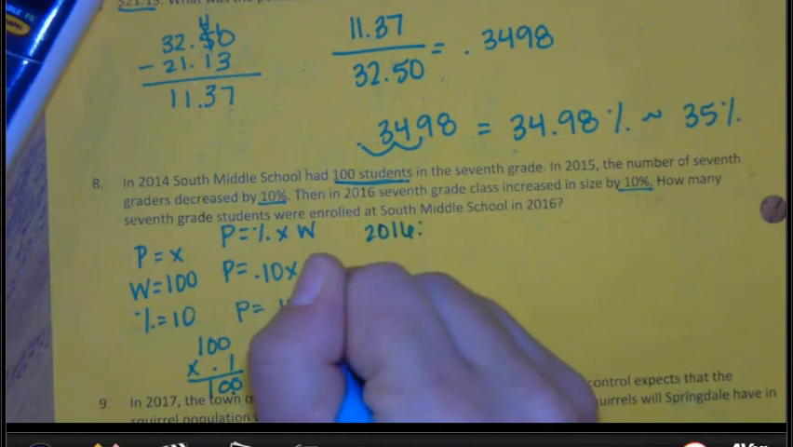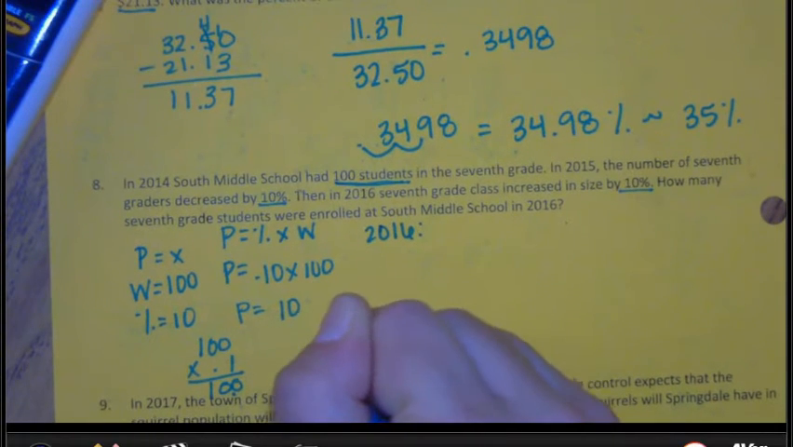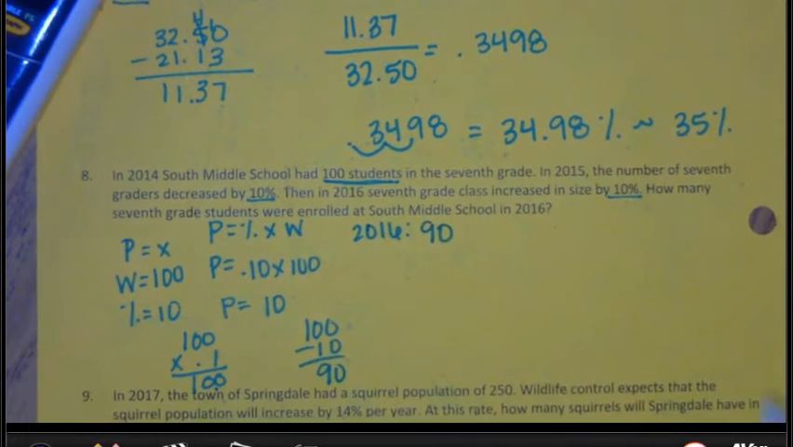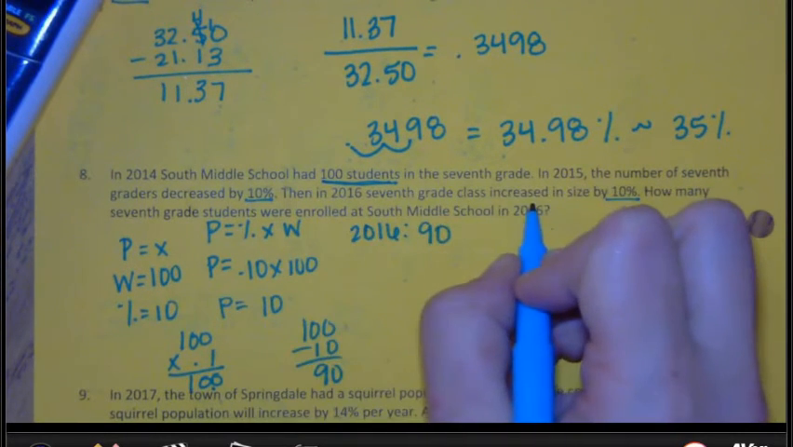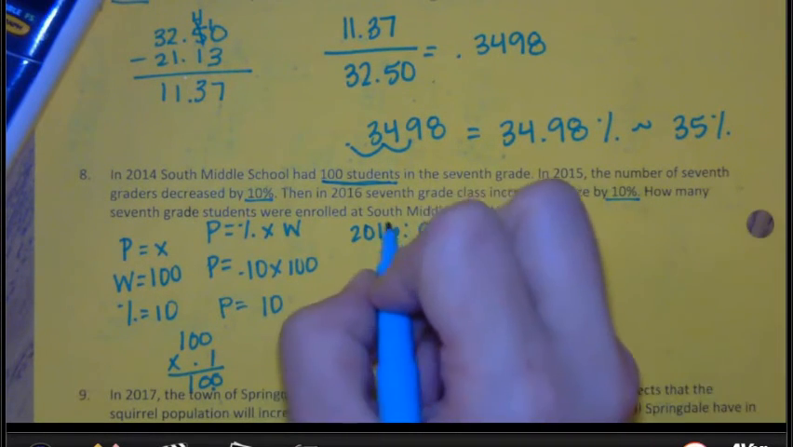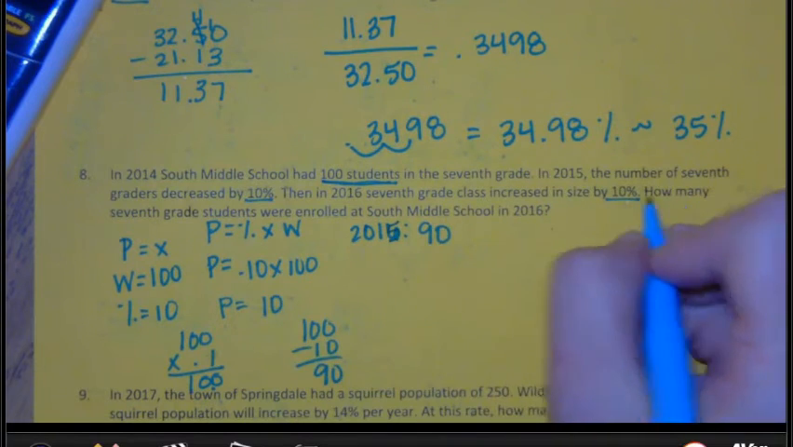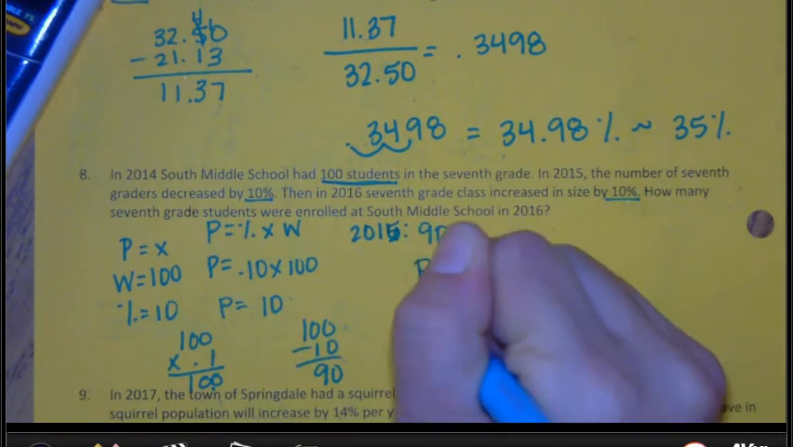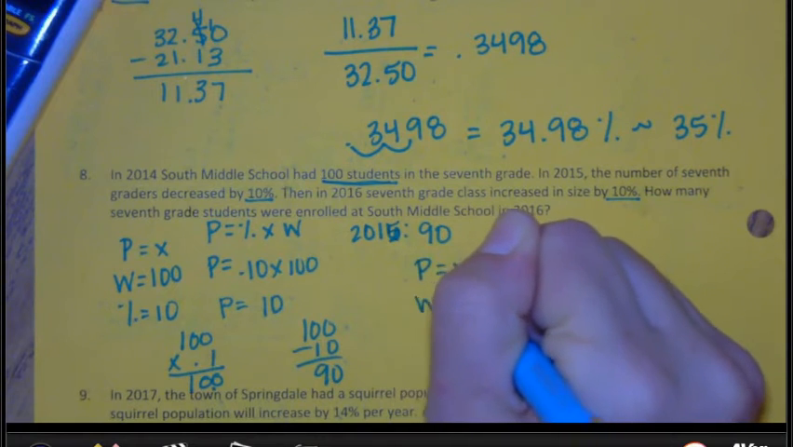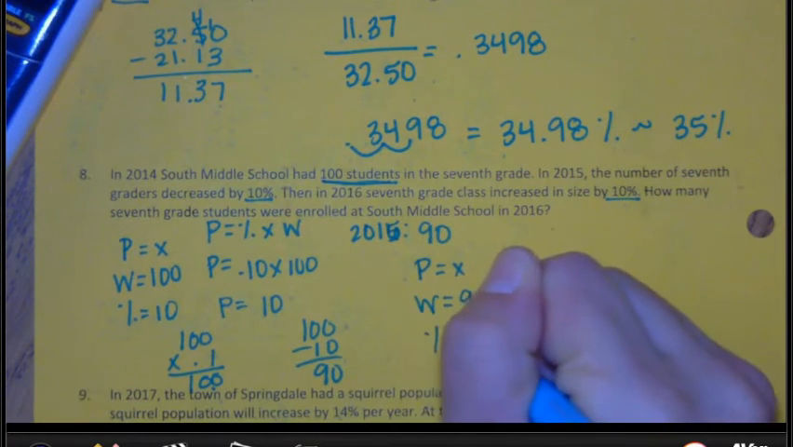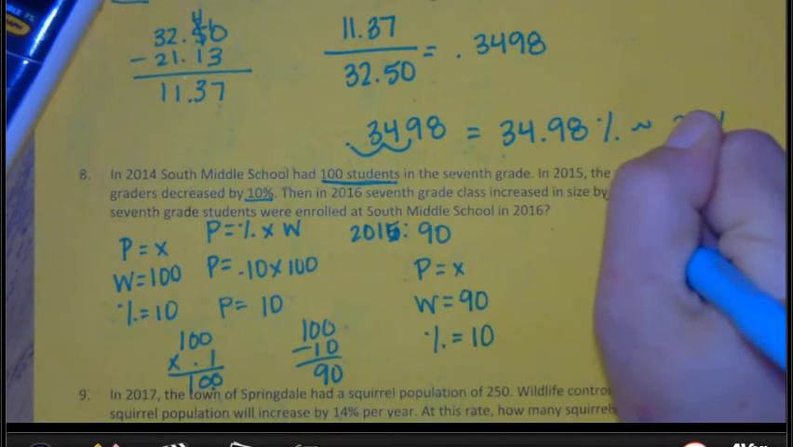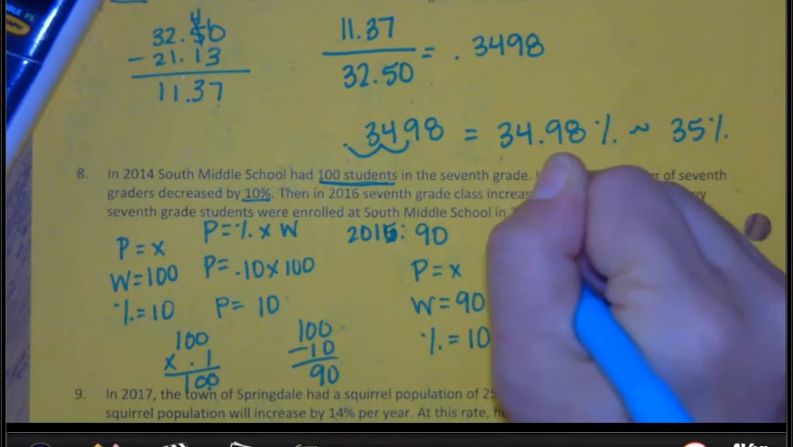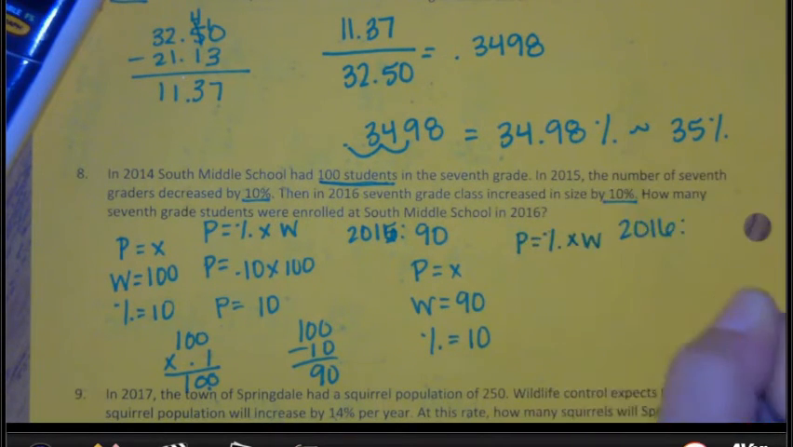So in 2015, okay, so 100 minus 10 is 90. There were 90 7th grade students. In 2016, the 7th grade students had increased, or that was 2015. They had increased by 10% of what they were here. So my part is still unknown. My new total is 90, and my new percent is 10, because I want to know how many students are there in 2016.